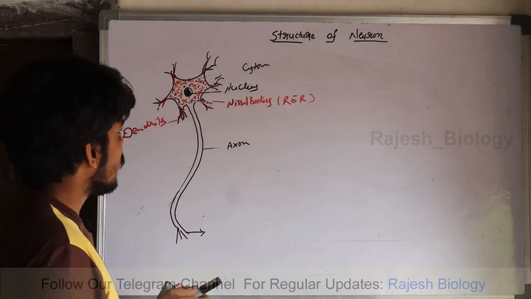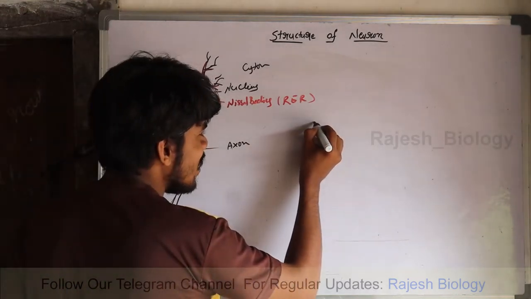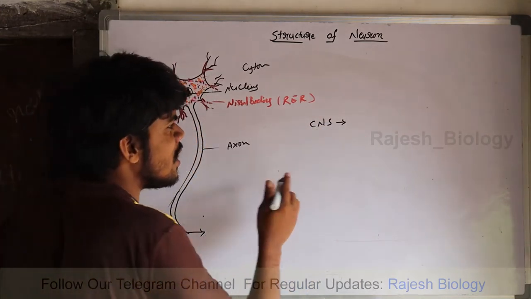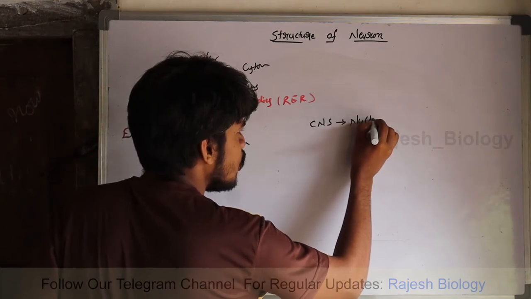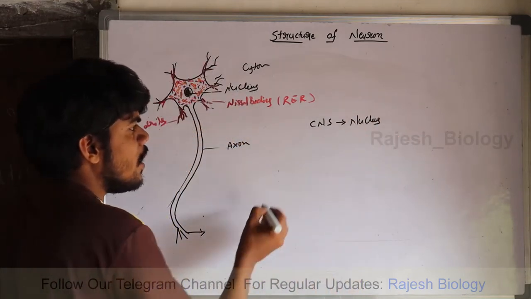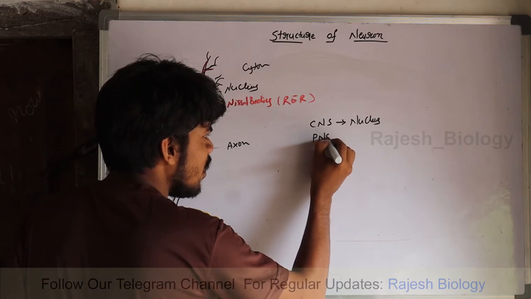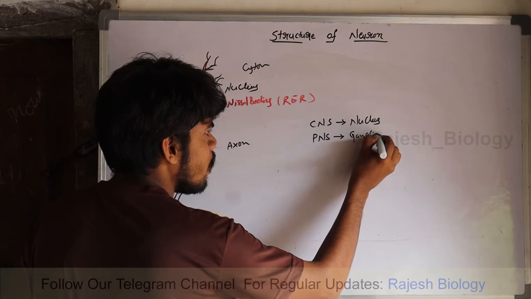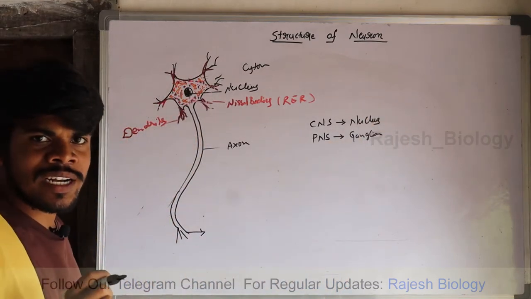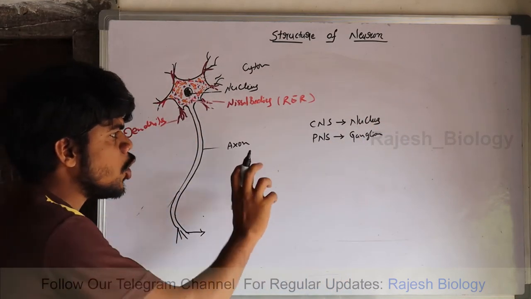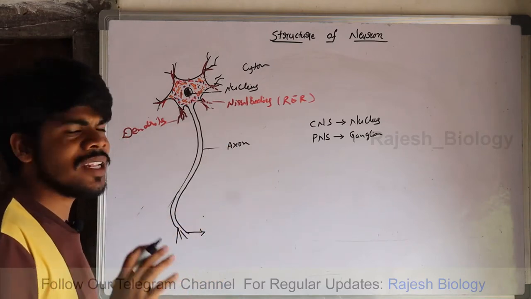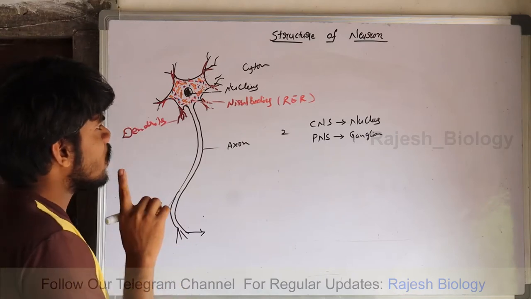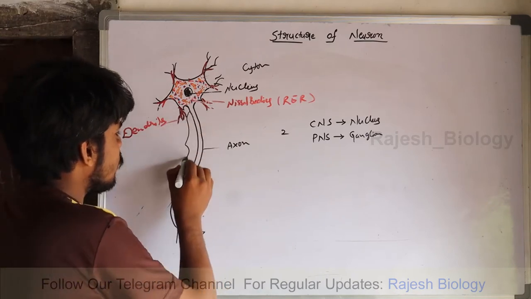That is the first step. And a group of cell bodies in the central nervous system, very, very important, is known as nucleus. And a group of cell bodies in the peripheral nervous system is known as ganglion. This is very important for exam questions. That is the cyton. Come to the axon.